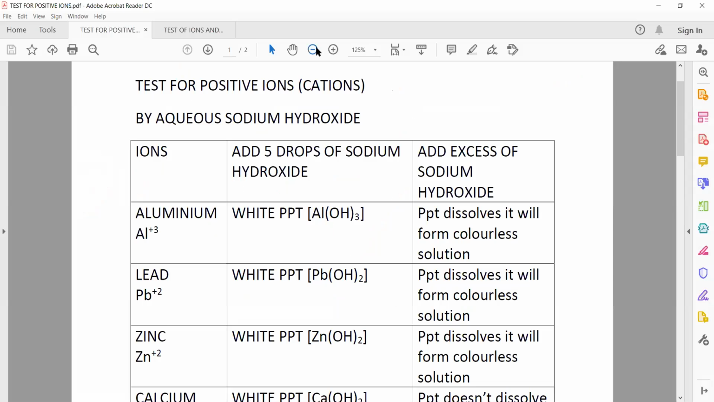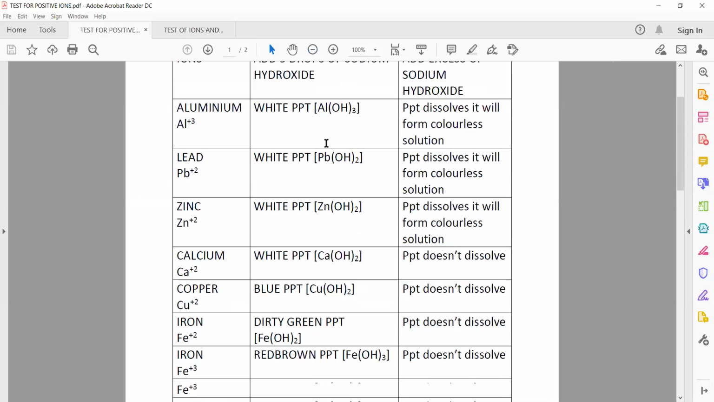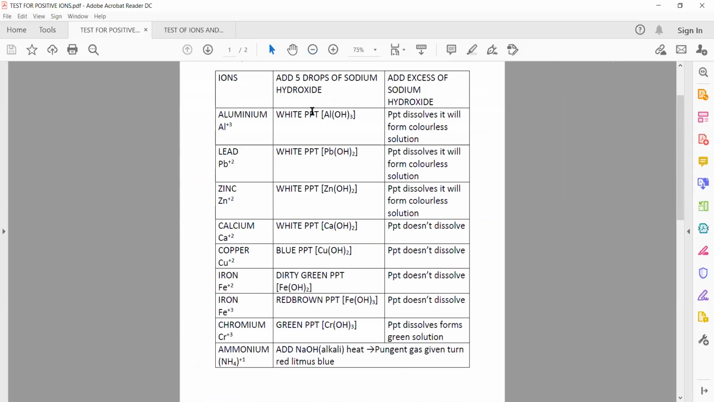You can see here this table. If a salt contains aluminum and I add 5 drops of sodium hydroxide, what will I get? I will get a white precipitate. And if I add excess of sodium hydroxide, meaning if I add too much sodium hydroxide, what will I observe? I will observe the precipitate dissolves and it forms a colorless solution.